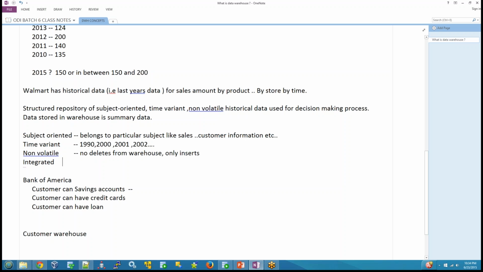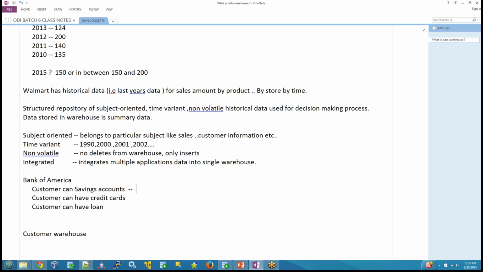Okay, so now the integrated means integrated from multiple data. So it integrates multiple sources into a single place. Integrates the multiple applications data into a single warehouse. That means, get the data. See here, this is one application and this is another application and this is another application. So we'll integrate these three applications data into customer warehouse.